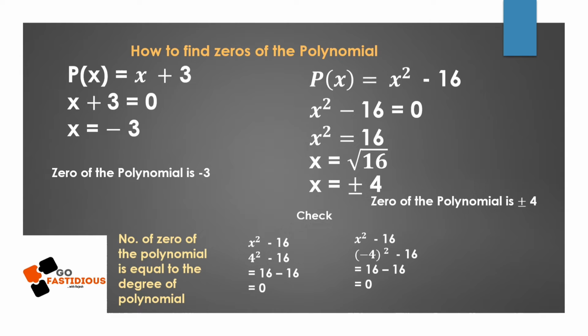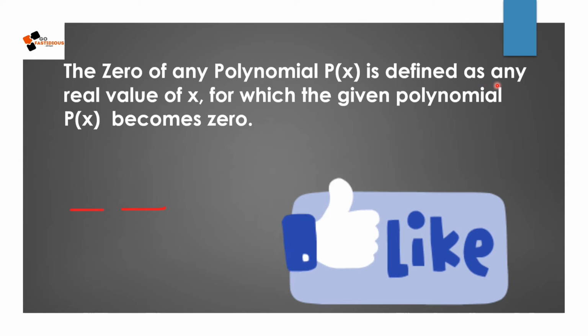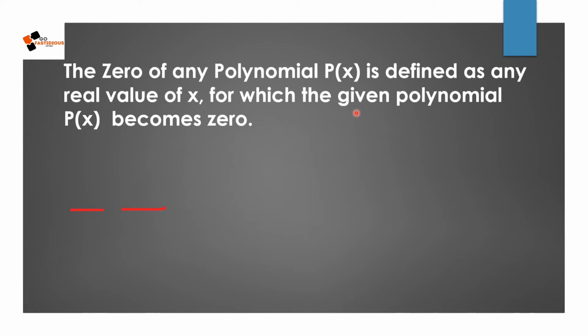So let's now take the definition. What does the definition say? The definition says that a zero of any polynomial is defined as the real value of x for which the given polynomial becomes 0. That means zero of that polynomial is the value of x for which the given polynomial becomes 0. For what value of x the given polynomial will become 0. Right? This is the only definition. So let us take one more question to make it more clear.